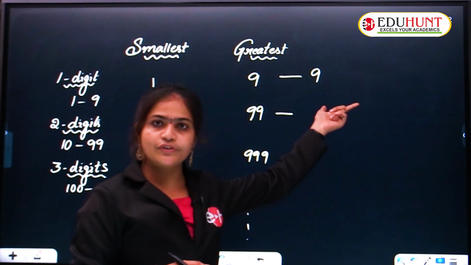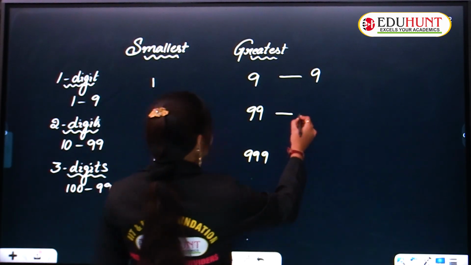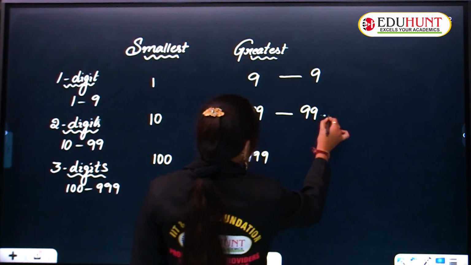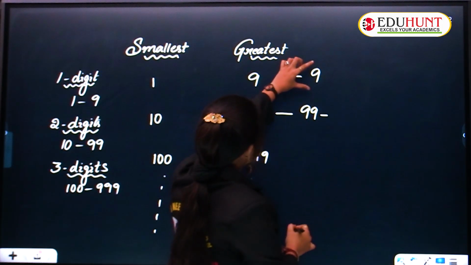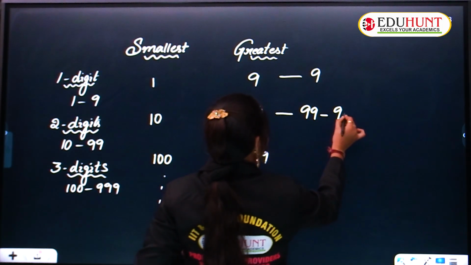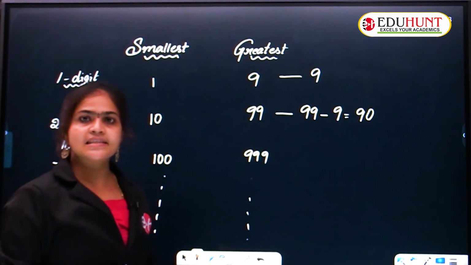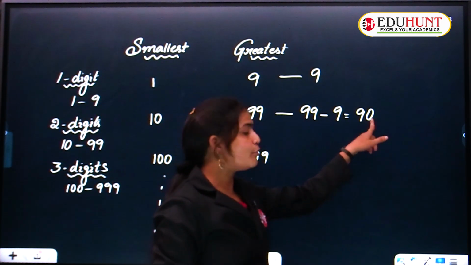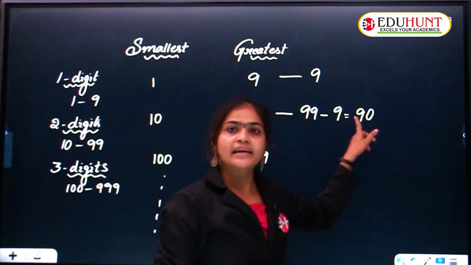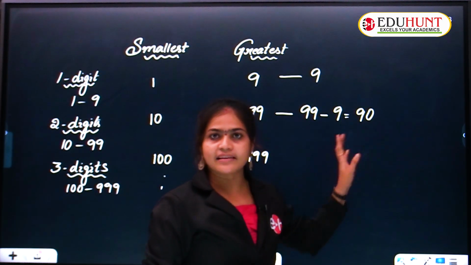Already we calculated for the 1 digit numbers. Now here, 99 minus how many 1 digit numbers are there? 9. Then we will get 90. 99 minus 9 is equal to 90. Then how many 2 digit numbers are there in all? 90 2 digit numbers are there in all.